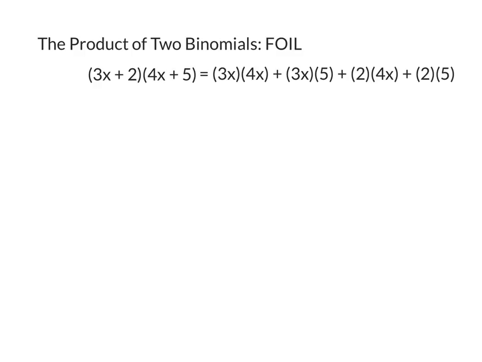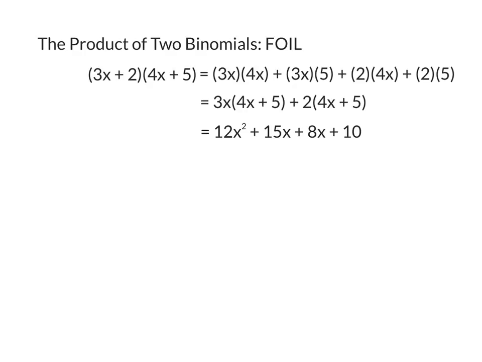Now you could also use the method we used in a previous example where we had a binomial multiplied times a trinomial. That would look like this: 3x times 4x plus 5 plus 2 times 4x plus 5. In either case, however, you're going to get the same answer. And that answer is 12x squared plus 15x plus 8x plus 10.